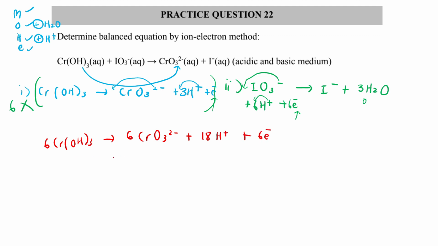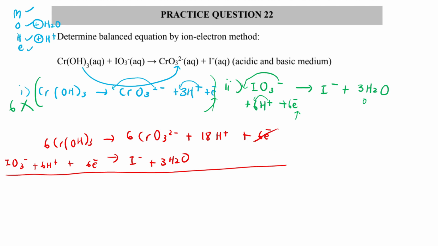Okay, second half equation, IO3 minus plus 6H plus plus 6 electron produce I minus plus 3 water. Okay, total kan these two half equations. So cancel 6 and 6 electron.